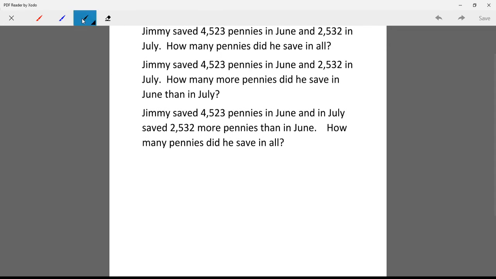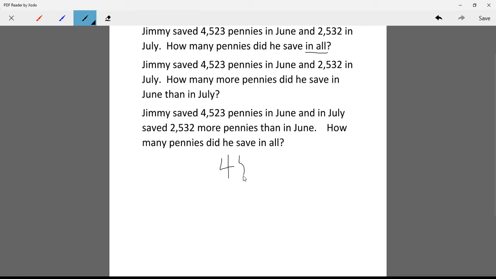So Jimmy saved 4,523 pennies in June and 2,532 in July. How many pennies did he save in all? So this is a pretty standard question. This is pretty basic. And how many did he save in all? If he saved this amount in June, this amount in July, we obviously just have to add, right?